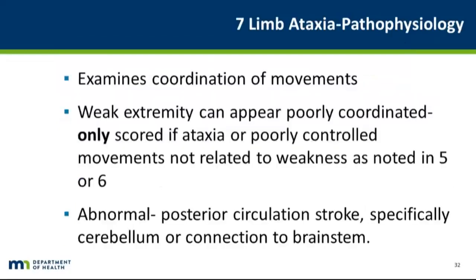The next element, number 7, limb ataxia, examines coordination of movements. A weak extremity can appear poorly coordinated. This element is only scored if ataxia or poorly coordinated movements are present that are unrelated to weakness noted in motor function. Abnormalities here may indicate a posterior circulation stroke, specifically the cerebellum or connection to the brainstem.